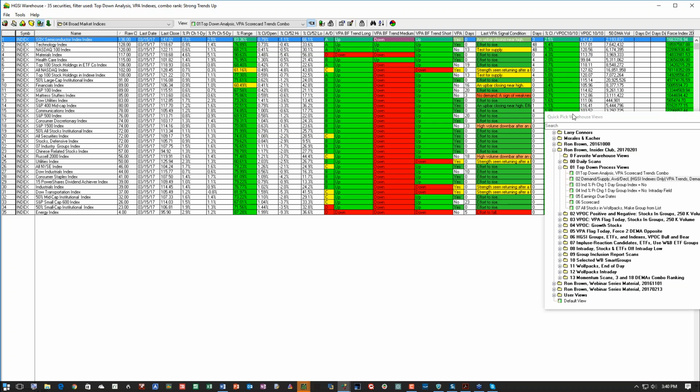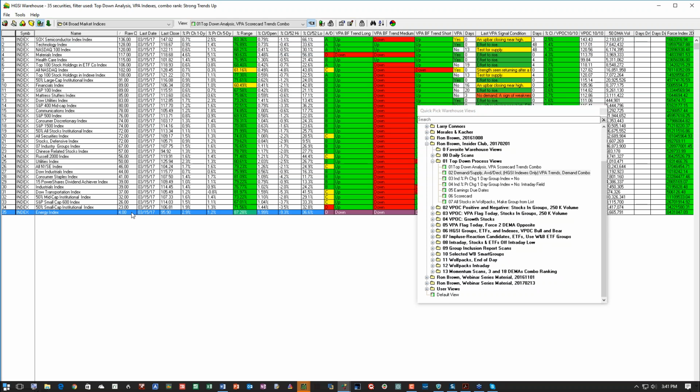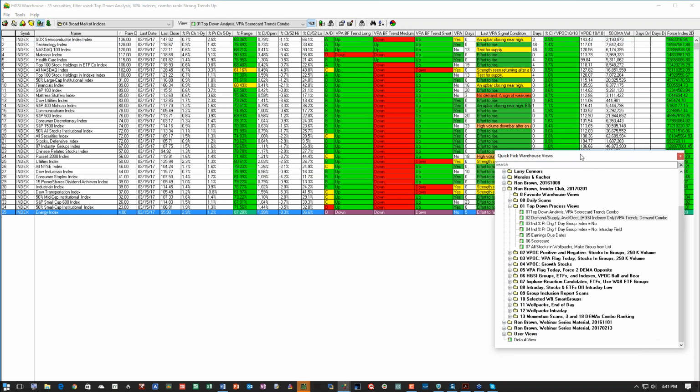Okay, so you can see where the strength is. The weakness has been down here towards the bottom. These are all relative based upon the combo. When you sort on raw combo, the higher numbers are at the top and the lower numbers are at the bottom. So this gives you a good feel.